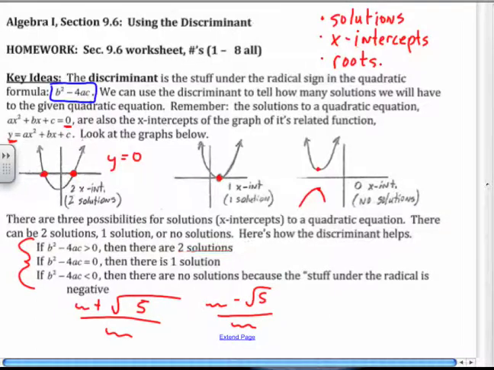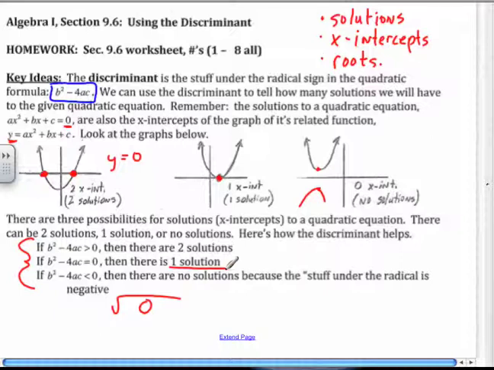But now think about this. If the stuff underneath the square root sign is a 0, it doesn't matter if I add it or subtract it, I'm still going to get the same thing. So if b squared minus 4ac equals 0, that means I only have one solution. And it's basically negative b over 2a. Wait a minute, what is negative b over 2a? That's right, it's the x-coordinate of the vertex. In this one, that means the vertex is going to be right on the x-axis. It's the one solution to the equation.